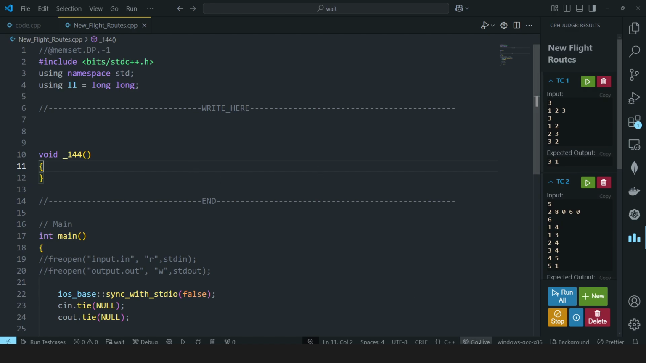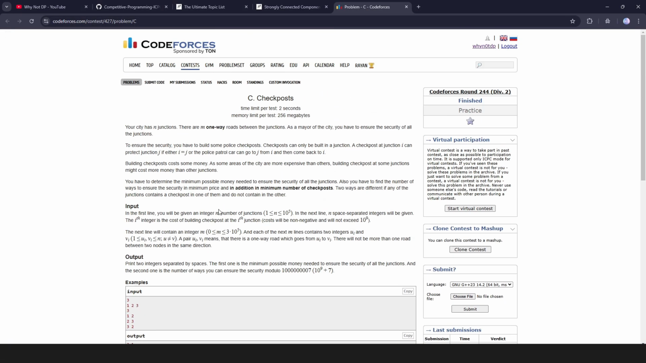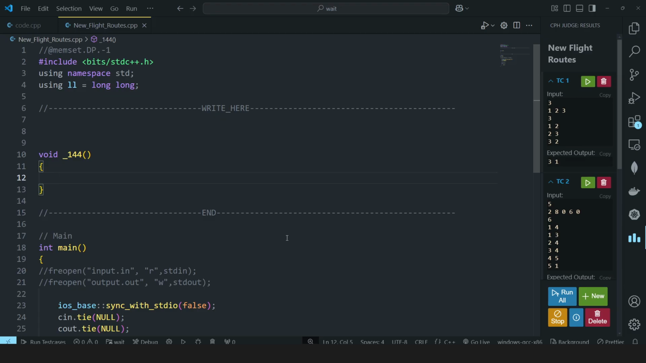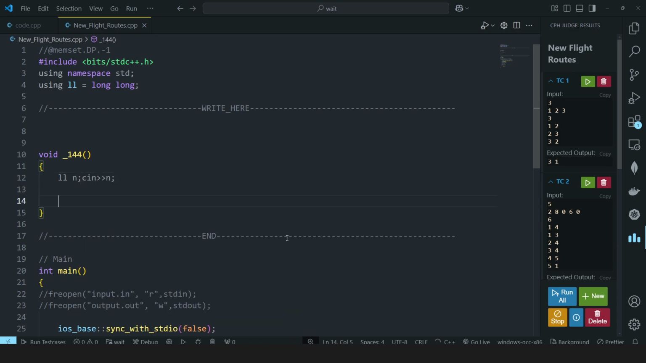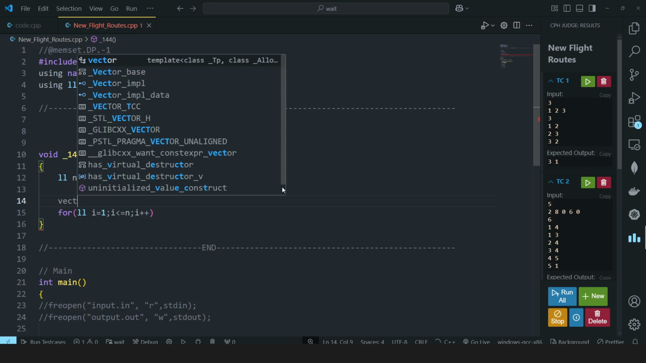So as I said, initially we have to take the input. In the input we first have to take the number of junctions, and then space separated integers, and then the next m lines, right? And also I'll be using long instead of int in every place. So the number of junctions, and then I have to take the input for n integers, and I'll be storing these integers, let's say, in a vector.